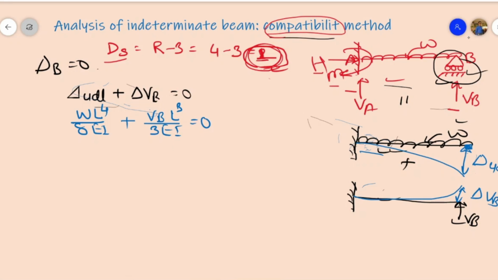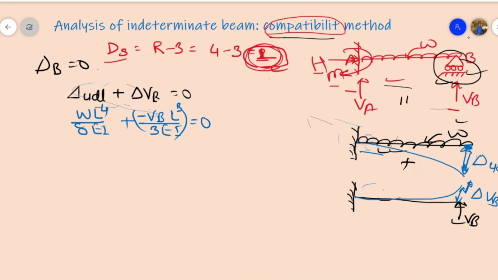One thing you should remember: this deflection is going downward and this deflection is going upward. So I am writing one with a minus sign. Now this is what you can call the compatibility condition.